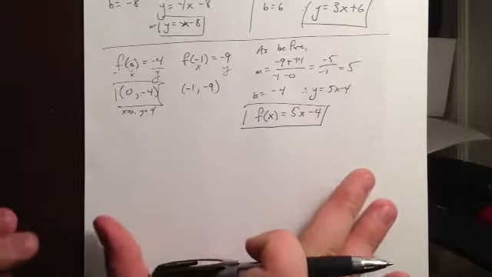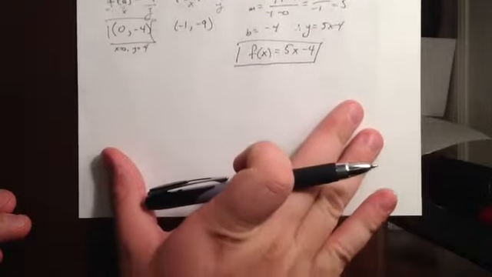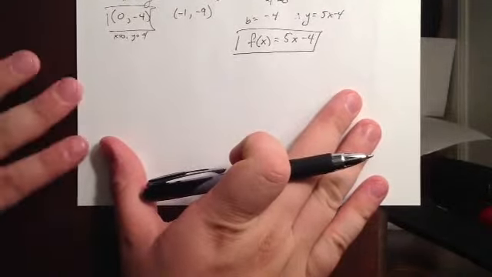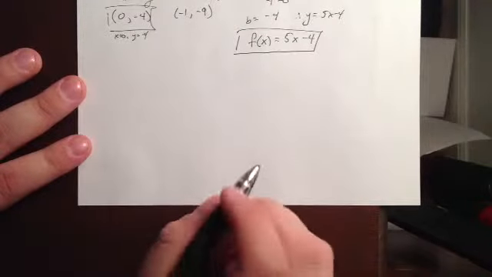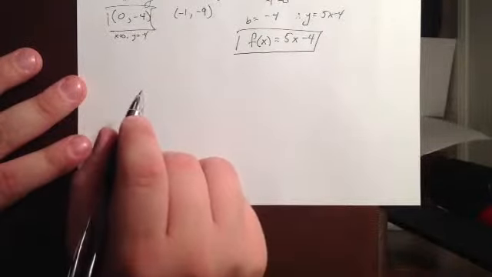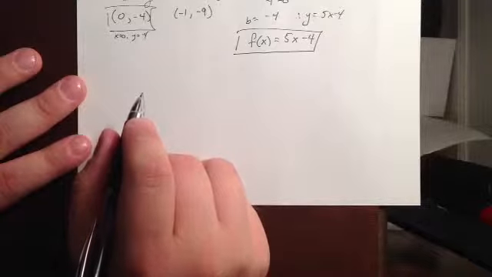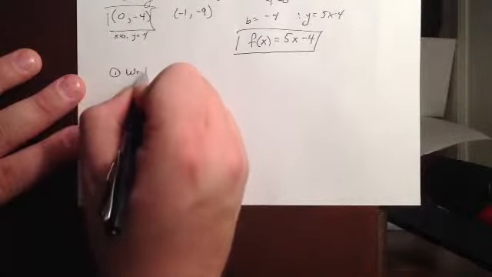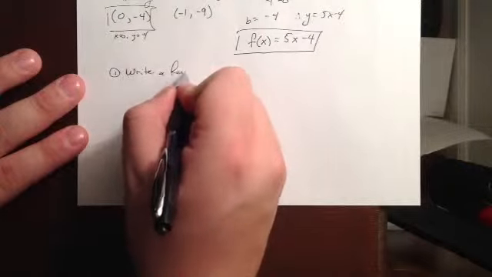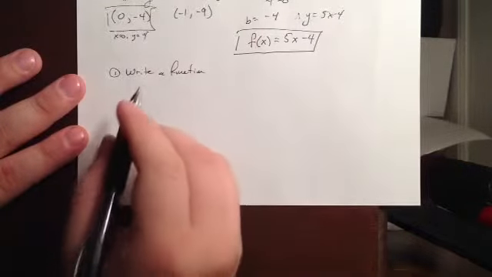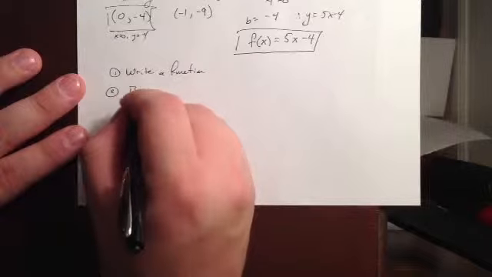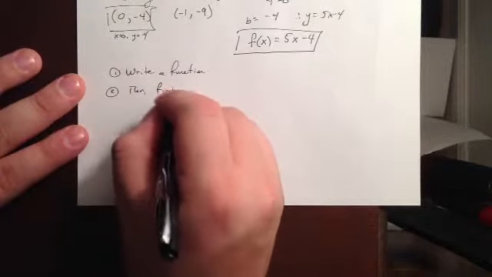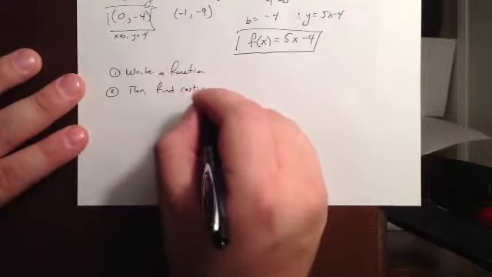The story problem that went along with this section said an electronic game store sells used games for $12.99 with a $20 membership fee. Write an equation of the total cost to become a member and buy games as a function of the number of games that are purchased. So first, write a function. Secondly, then find the cost of 6 games.